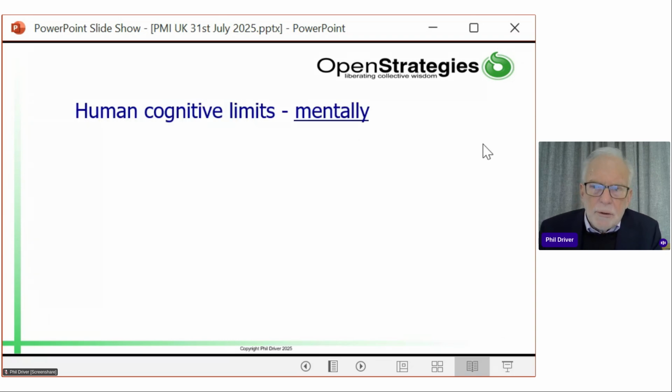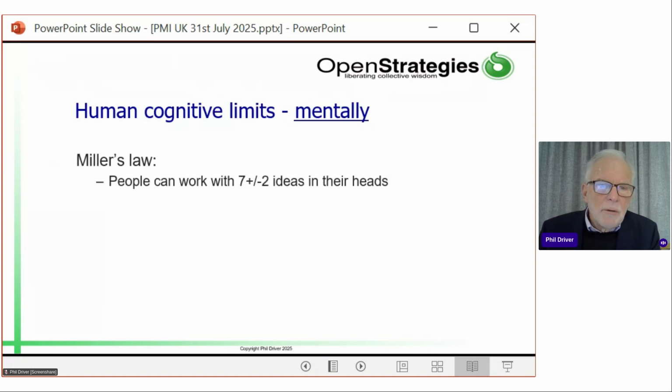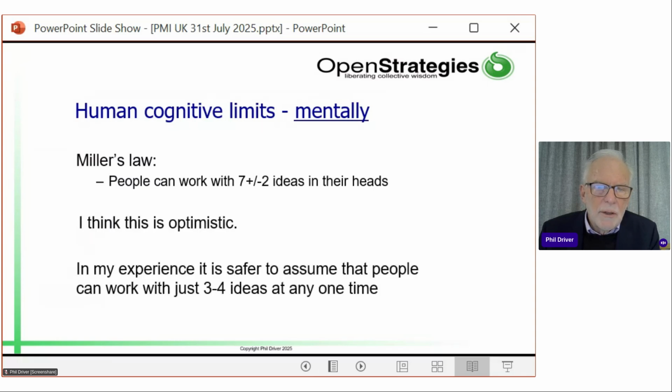Human cognitive limits. Humanly, we're limited, and at my age, I'm increasingly aware of that. So you may be familiar with Miller's law. Miller says people can work with 7 plus or minus 2 ideas in their head. And seriously, I think that's optimistic. I think the answer is more like 3 ideas.